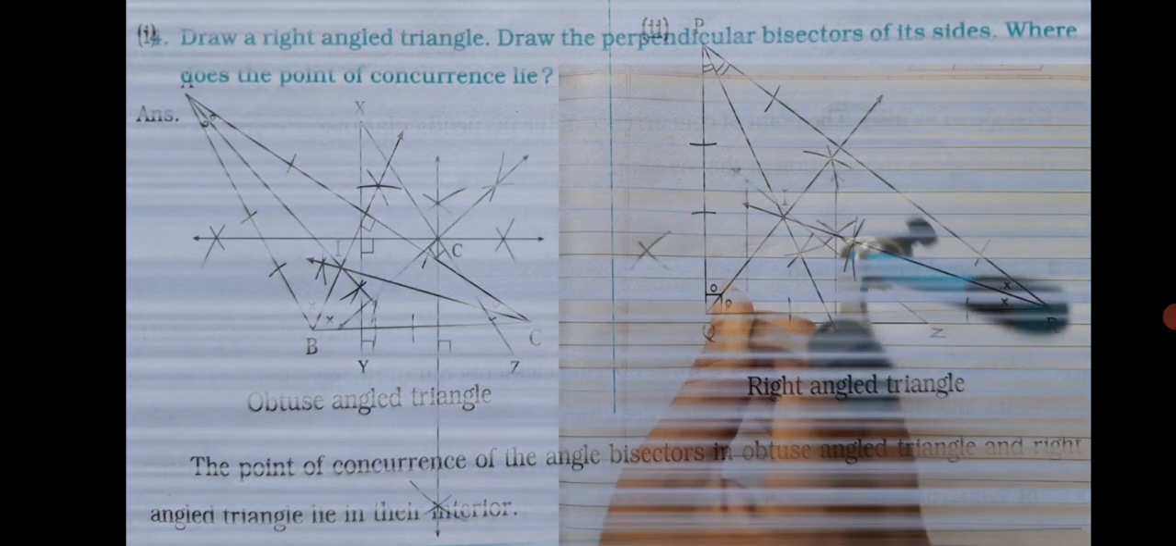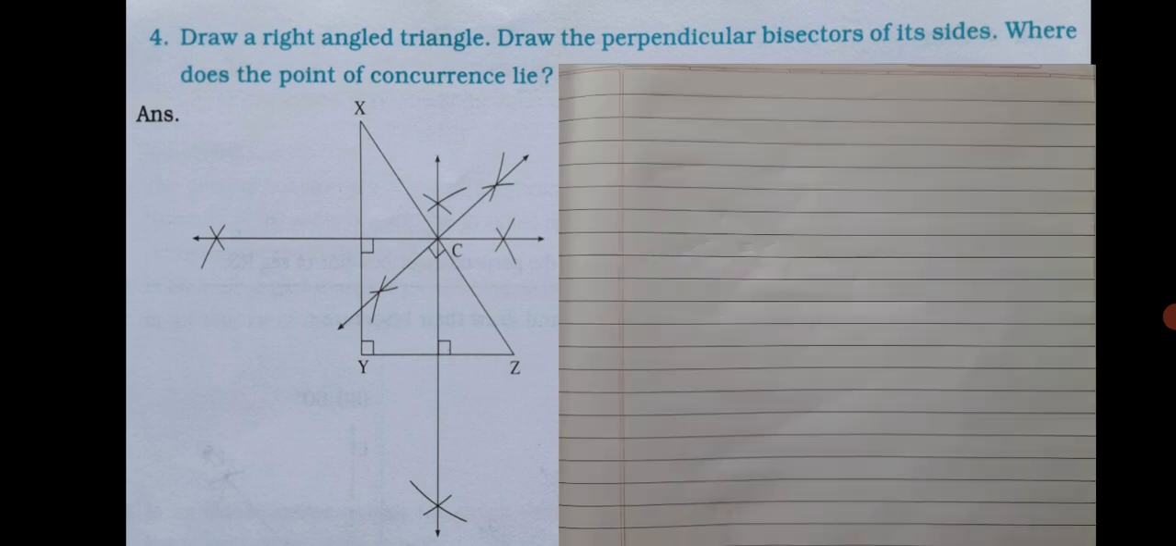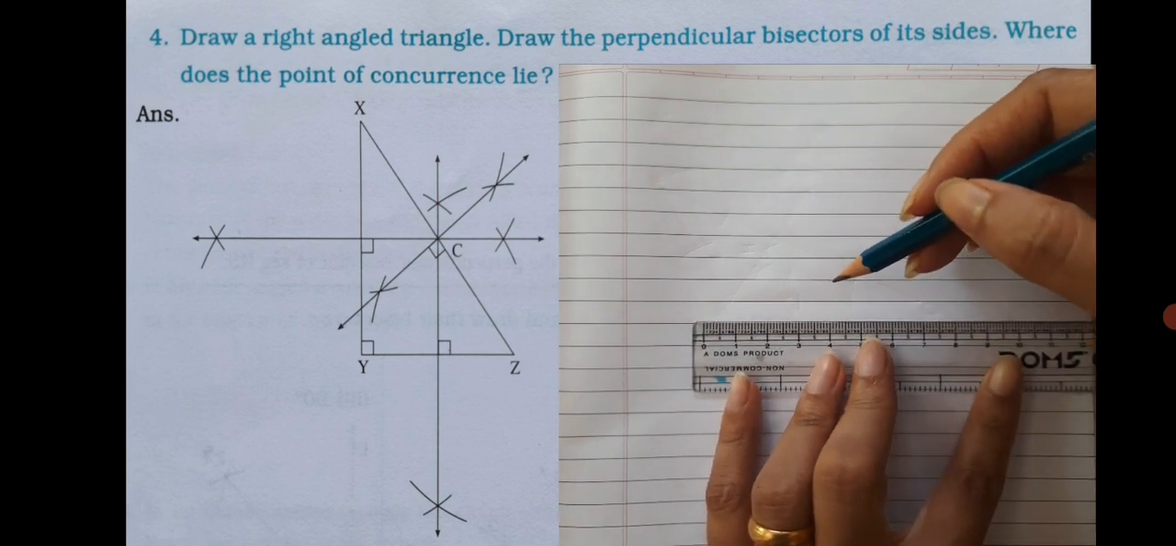Let's move on to question number 4. Draw a right angle triangle. Draw the perpendicular bisectors of its sides. Where does the point of concurrence lie? So we have to draw a right angle triangle first and then the perpendicular bisectors of its sides.